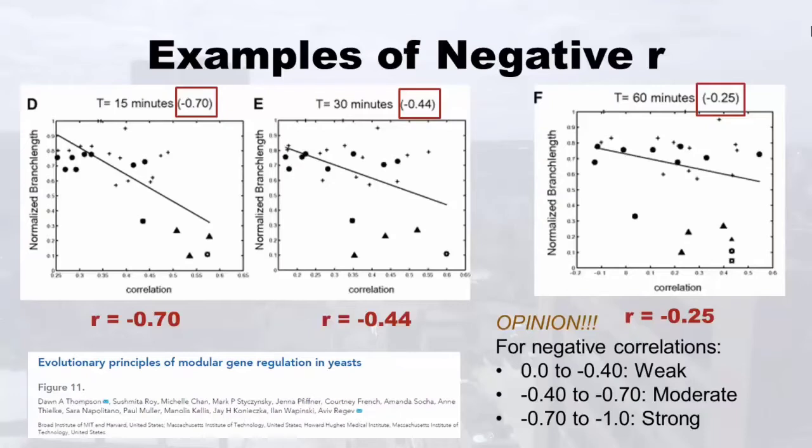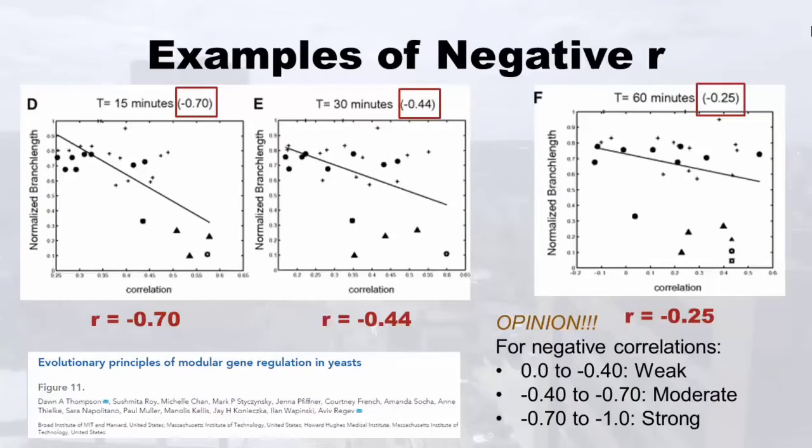I'm just teasing. But anyway, I started with some negative R's because I'm feeling negative today. I went into the literature and I found this article on MIT and Harvard, about the evolutionary principles of modular gene regulation in yeasts. And all I know is I'm supposed to cut down on eating bread. So that's all I know about this.